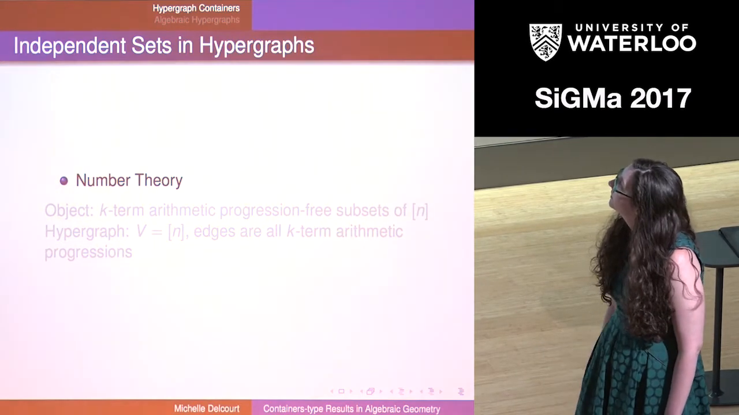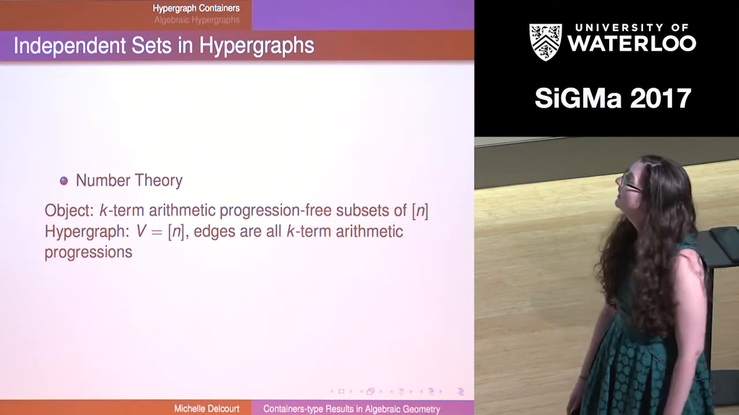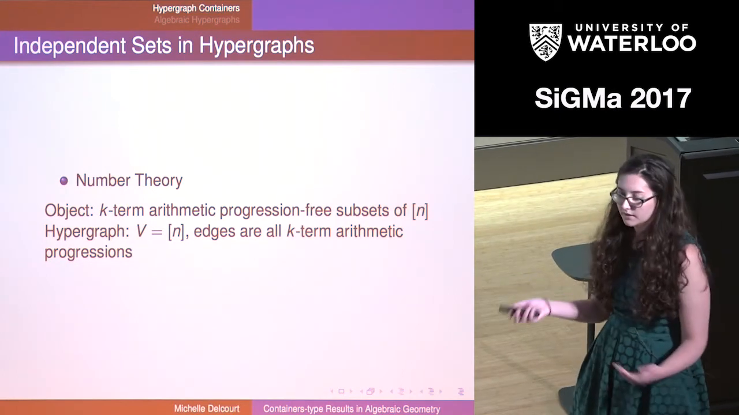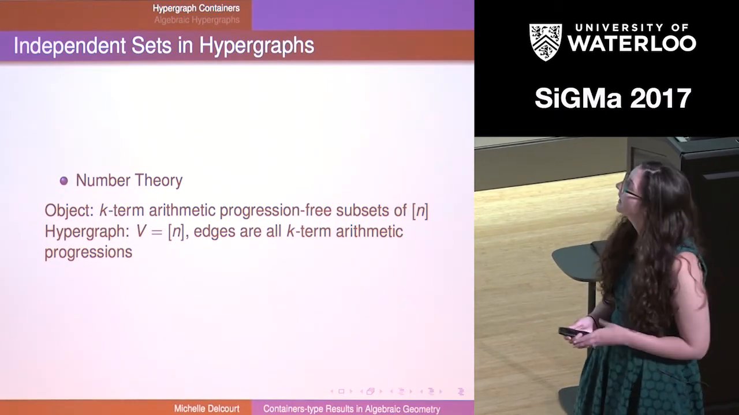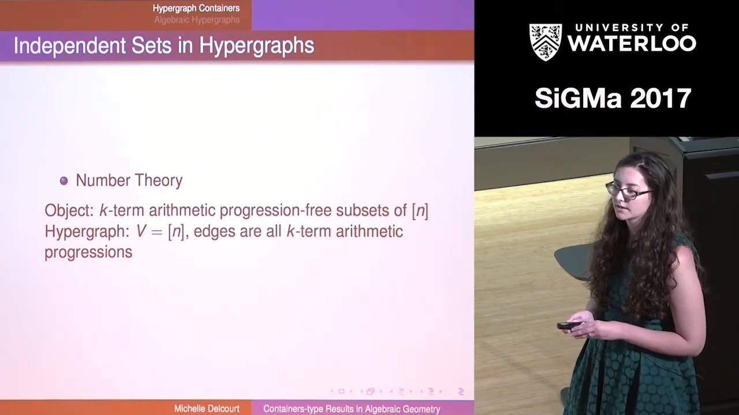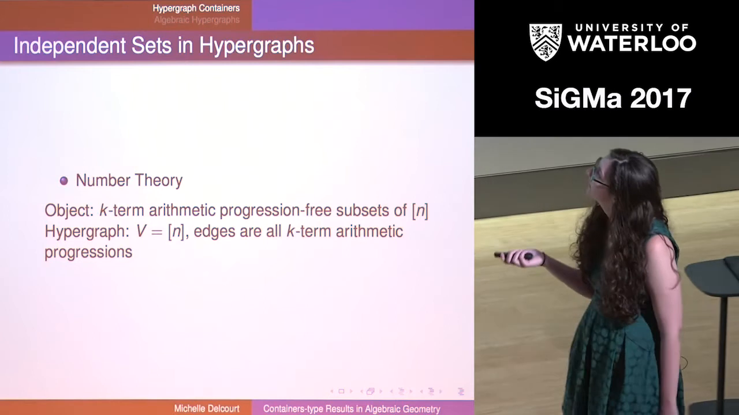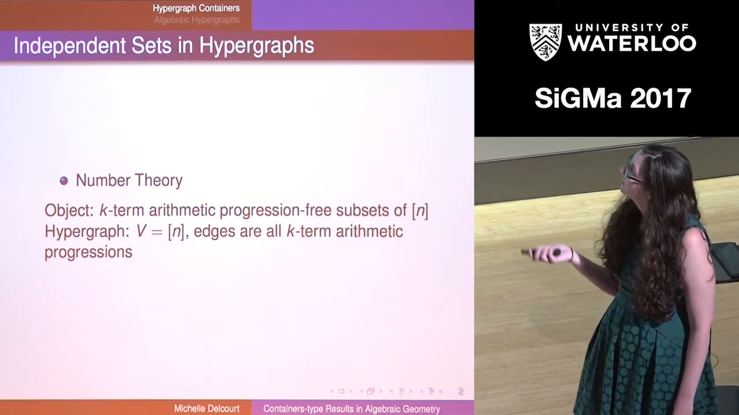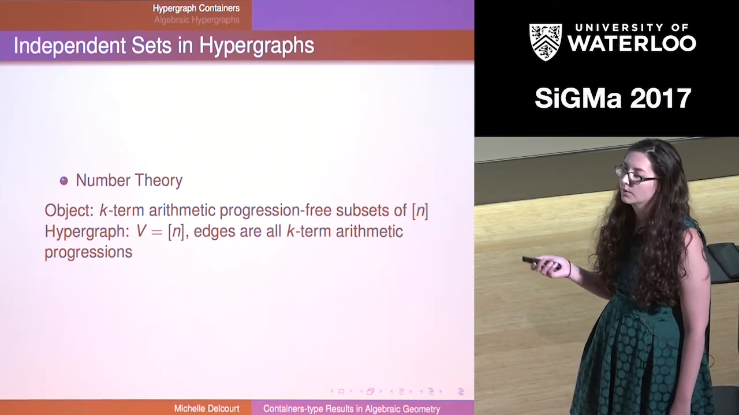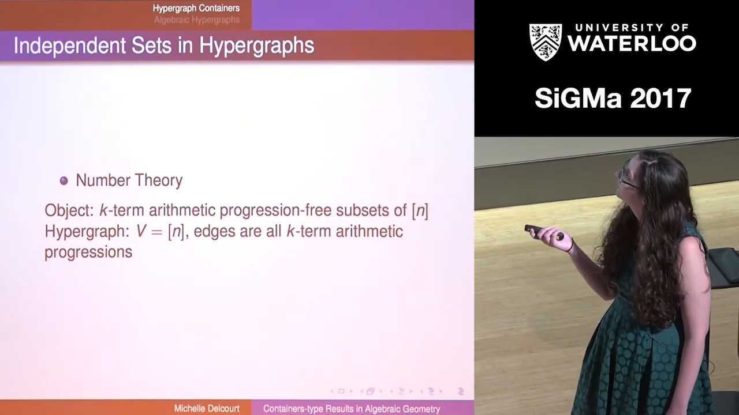In particular, we were inspired by a number of results in number theory. For instance, an interesting object to study is k-term arithmetic progression-free subsets of 1 through n. We can think of the hypergraph where the vertices are 1 through n, and for our edges, we just throw in all k-term arithmetic progressions. We can think about the classical result of Szemerédi in this language. Basically, he's saying that the largest k-AP-free subset of [n] has size at most little o of n. So we can think about looking at the size of the independent sets in this hypergraph.